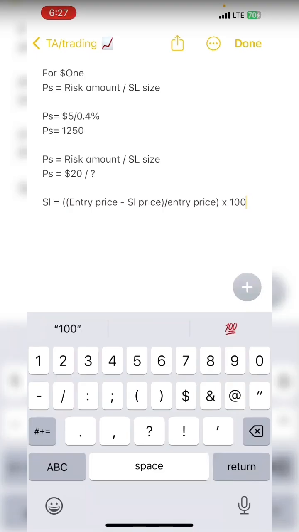Entry price minus SL price. What you get, you divide it by your entry price. Then your answer, you multiply it by 100. Now, let me go straight to the point.